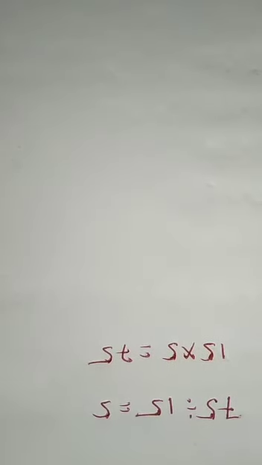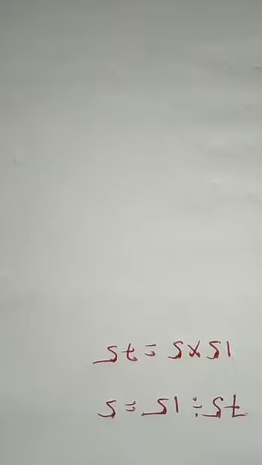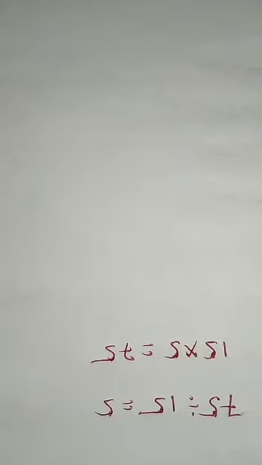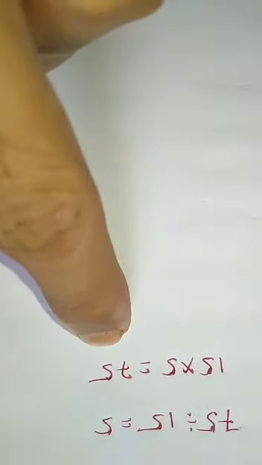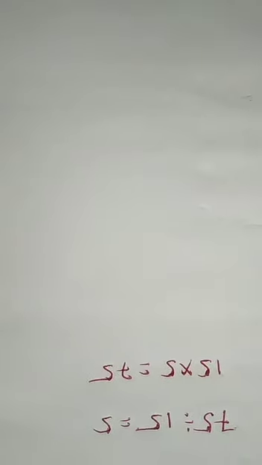In the same way, if we write 75 divided by 15, then the answer will be 5. So if we multiply the integer 5 with 15, then we will have the value 75. Clear? So division is the inverse process of multiplication.